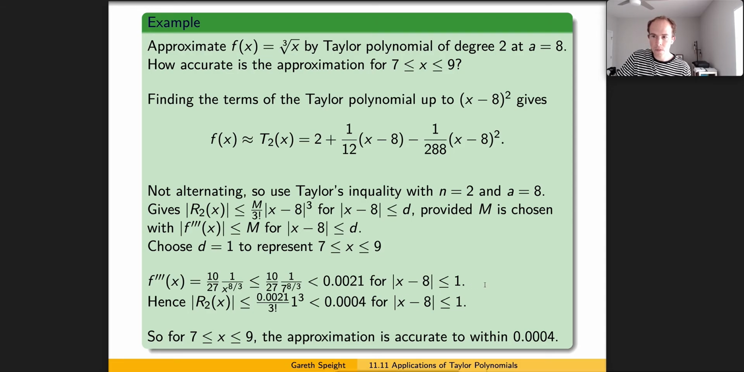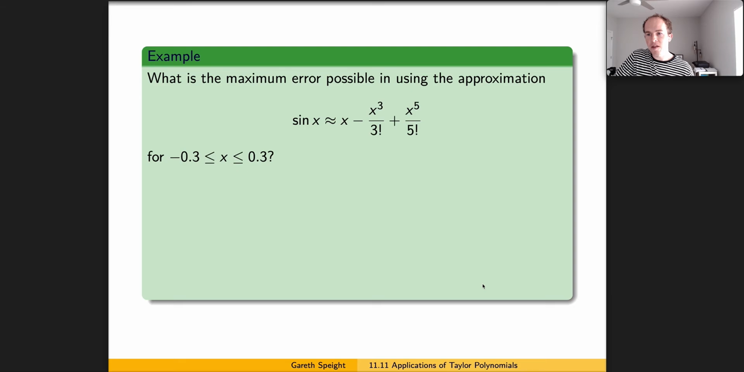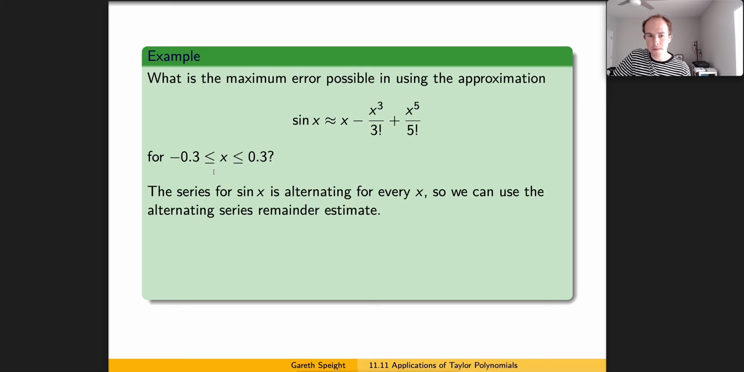Okay, let's see an example in the opposite direction using the alternating series remainder estimate. What is the greatest possible error in approximating sine x by x minus x cubed over 3 factorial plus x to the 5 over 5 factorial for x between negative 0.3 and 0.3? So this is the same thing as absolute value of x is less than or equal to 0.3.